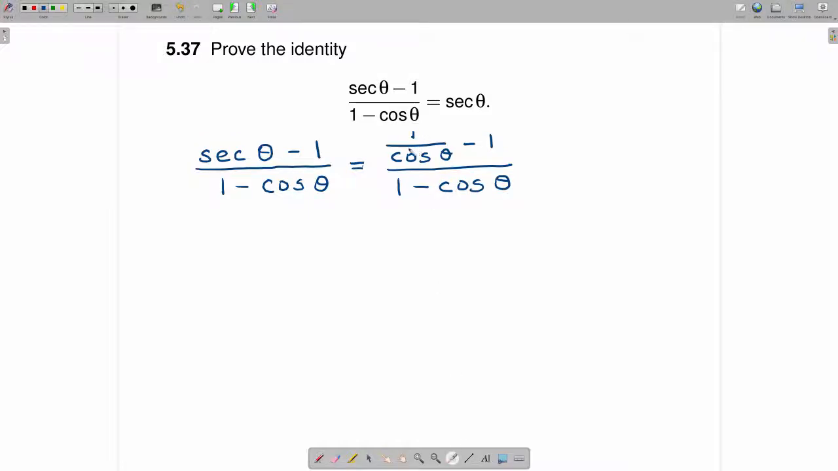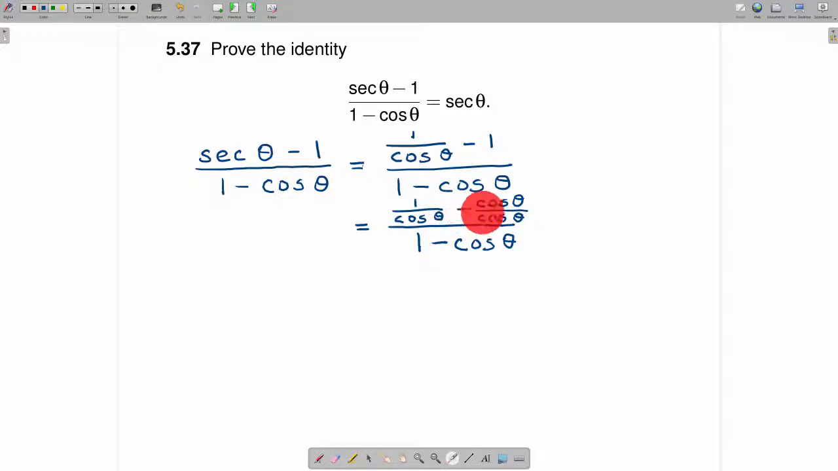Now, if you look at this numerator, you can see we would like to combine these two terms, and one way of doing that is to replace this 1 by the cosine of theta divided by the cosine of theta. So what we'll have is 1 over cosine of theta minus the cosine of theta divided by the cosine of theta, divided by 1 minus the cosine of theta.